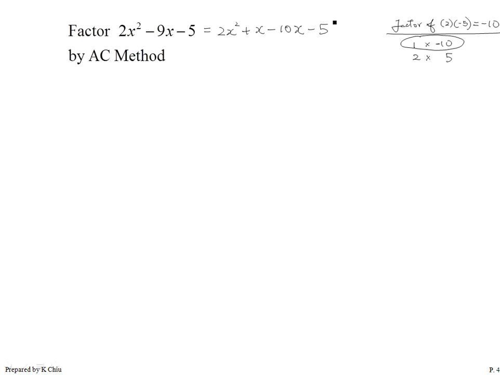And let's group the first two terms together. So I have a parenthesis 2x squared plus x minus open parenthesis. Now remember the second parenthesis always comes after the operator. Don't put it before that. 10x minus 5. So far so good. Everybody happy? Shall we continue?